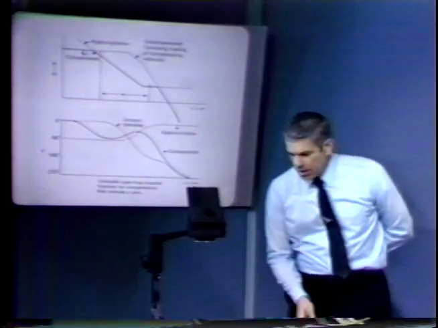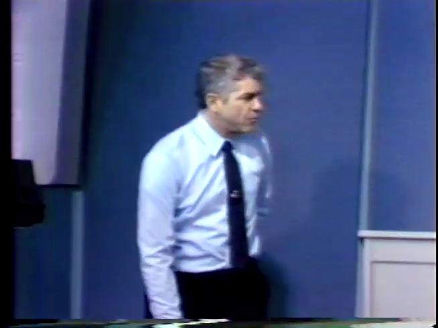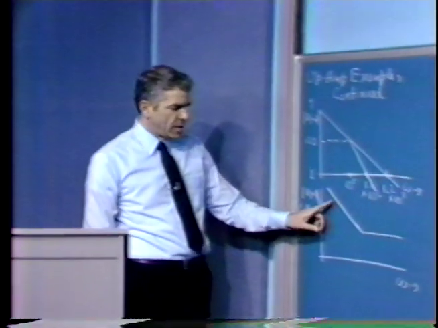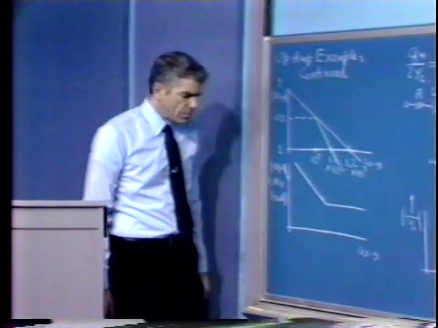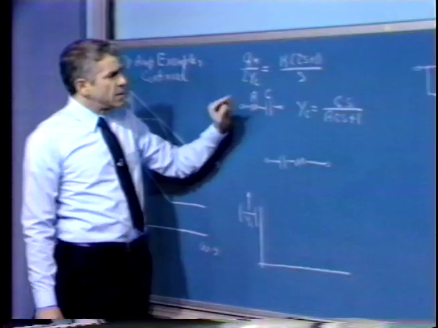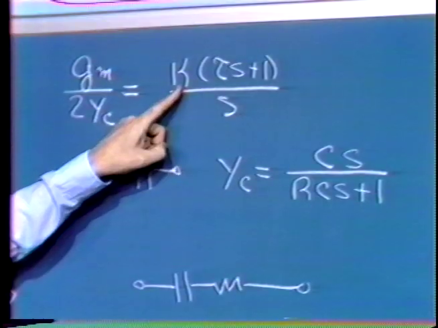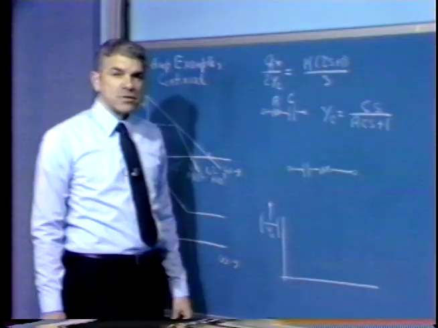If we could select a compensating network that had a short circuit transfer admittance such that G sub m over 2yc had this form, how do we accomplish that? Well, let's see. We'd like to have G sub m over 2yc of s have the general form k over s times a zero. We can do that without even resorting to a true two-port. We can do it as simply a series combination of a resistor and a capacitor.